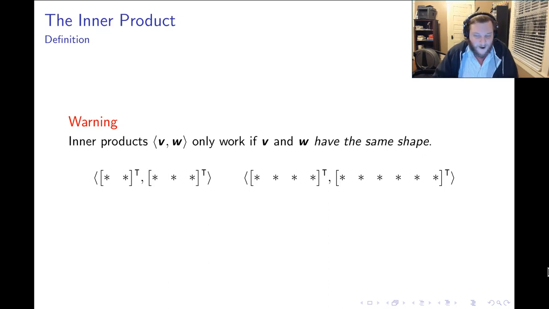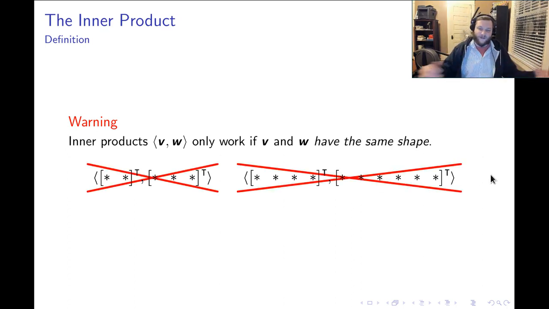Now, warning, like with a lot of other constructs that we've developed, it only makes sense to take inner products of two vectors that have the same shape. So we might try to take an inner product of a vector with 2 coordinates and a vector with 3 coordinates, but that doesn't make any sense because those are different numbers. We might try to take an inner product of a vector with 4 coordinates and a vector with 6 coordinates, but that doesn't make any sense. So we can't do that because it doesn't fit our definition. We wouldn't know how to line up the coordinates appropriately. Do you line up the first coordinates that you can match and then ignore all the other ones, or do you line up the last coordinates you can match? It doesn't make any sense.